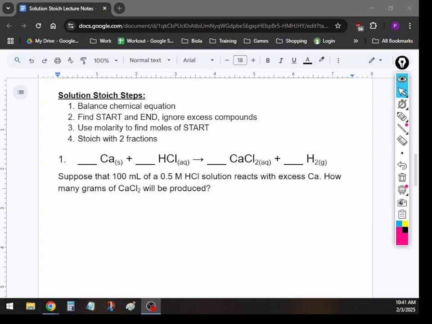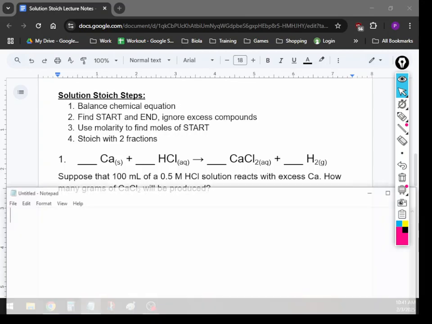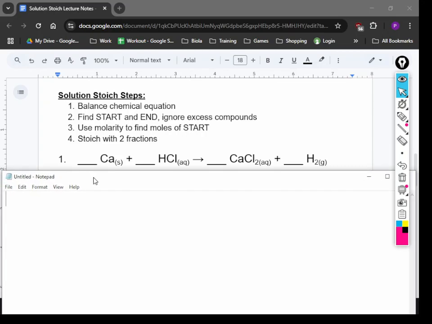Alright, so for solution stoichiometry, the first thing we want to do is the same thing as regular stoichiometry. We want to start by balancing the equation. Now, I know it's been a while since we did that, so if you want to try it on your own, you can, but I'm going to go over how to do that. So, for balancing, first you want to copy down the equation, obviously. And then after that, we are going to write a table.